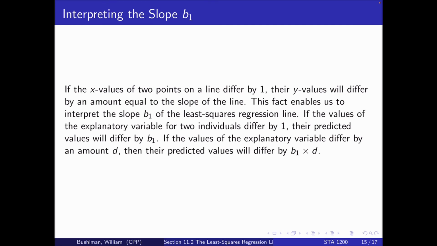Interpreting the slope. If the x values of 2 points on a line differ by 1, their y values will differ by an amount equal to the slope of the line. This fact enables us to interpret the slope, b1, of the least squares regression line. If the values of the predictor variable for two individuals differ by 1, then their predicted values will differ by b1, the slope. If the values of the predictor variable differ by an amount d, so other than 1, then their predicted values will differ by b1, the slope, times d. So however many units apart they are, it's going to be that many units times the slope.